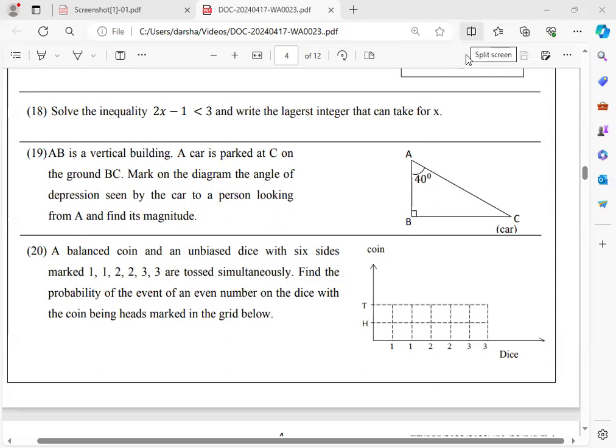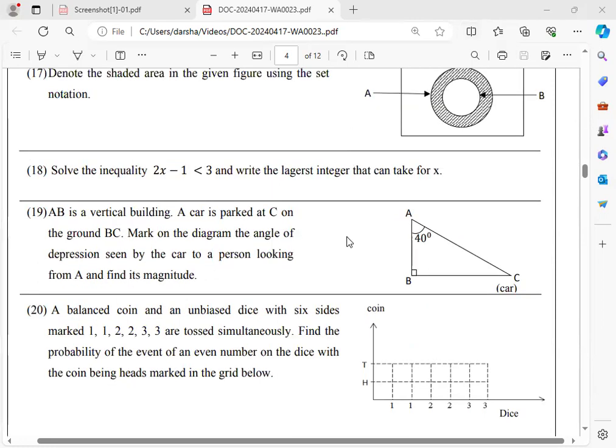Okay. Then we'll move to the next question. Next question, they are telling AB is a vertical building. A car is parked at C on the ground BC. Mark on the diagram the angle of depression seen by a car to a person looking from A and find its magnitude. So in the syllabus, we have two things.